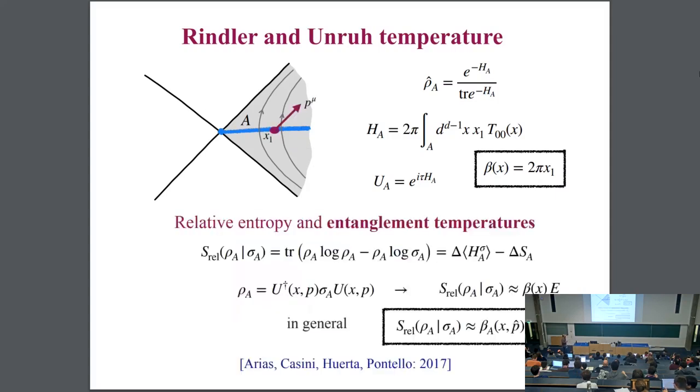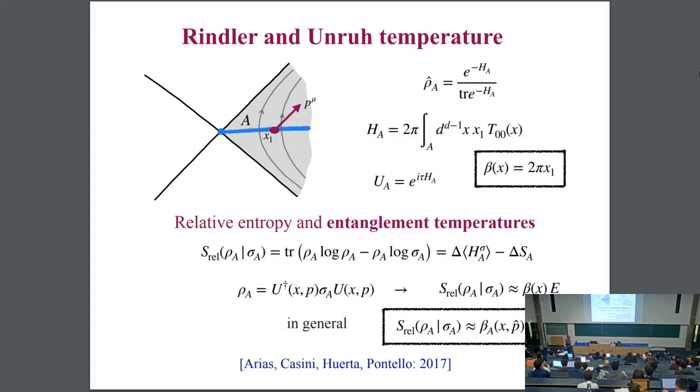So the idea was, how can we extend this pictorial idea to arbitrary regions? If there is a way to assign some sort of notion of temperature, also for regions that are not necessarily just half spaces. And this problem was attacked by this group of people in 2017, and they have a concrete and very elegant answer to that question.